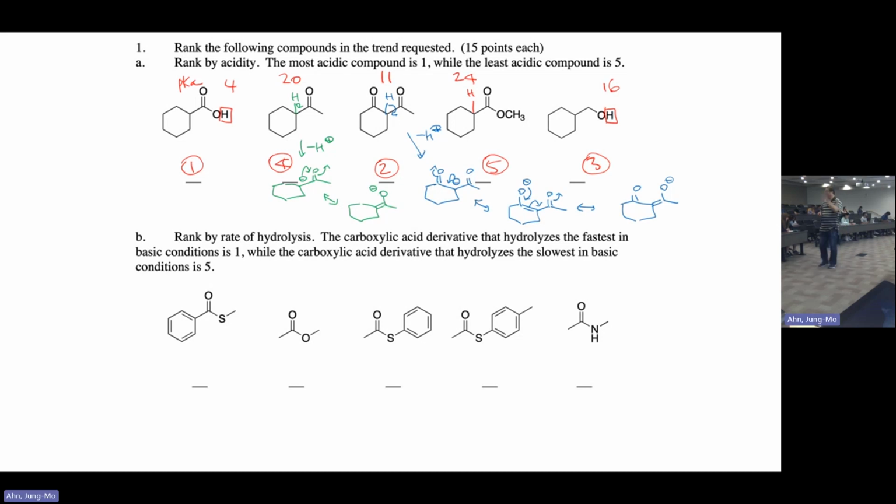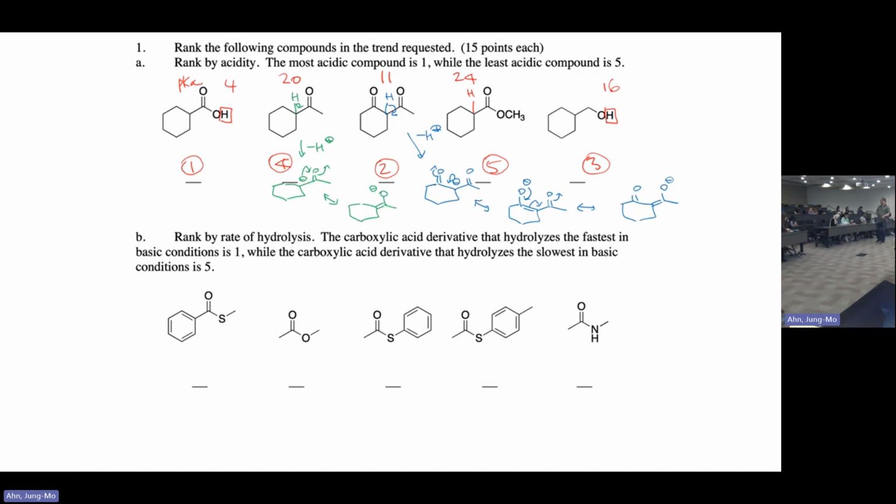Now you know the whole spectrum of the acidity of the molecules we discussed in organic chemistry, so you probably want to review that to make sure you can sort things out properly. The second question here is the rate of hydrolysis. Hydrolysis is cleaving a functional group by water. But the question is asking about hydrolysis in basic condition.